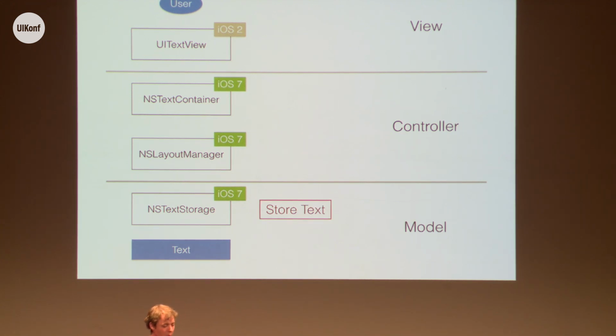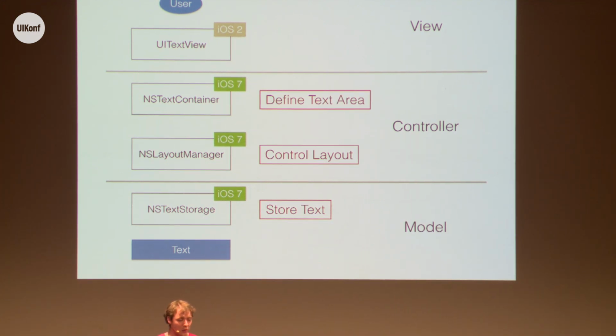Like I said before, the text storage is the model. It should store the content, which is text, so the text storage stores the text. The layout manager obviously controls the layout. It does all the layout. We'll get into that in a moment. The text container defines where the area is, where the text should go, what the shape of the text should be when it's printed out. And the UITextView is merely a display port and handles the user input.